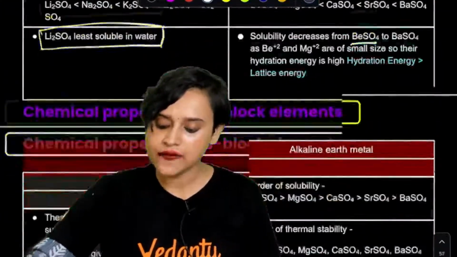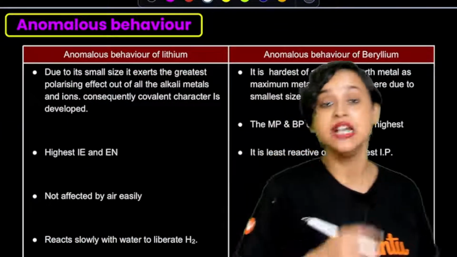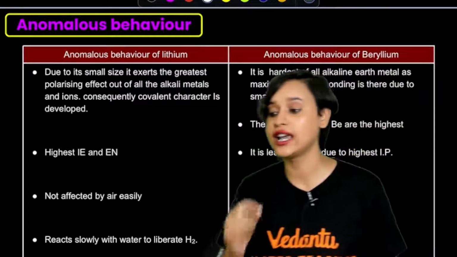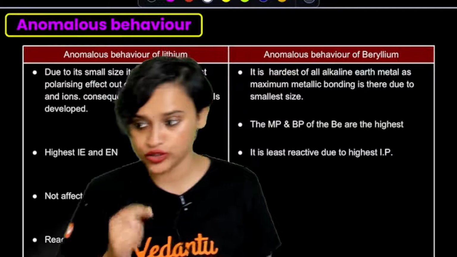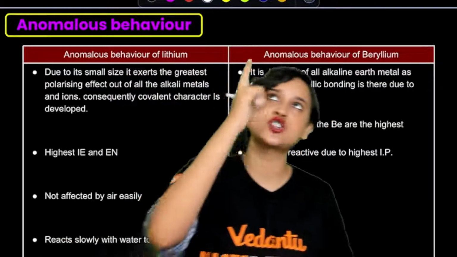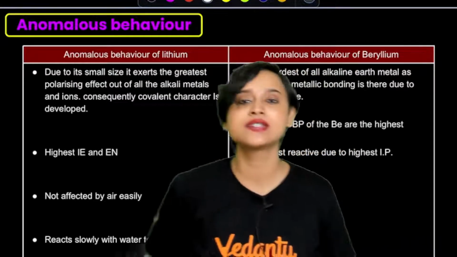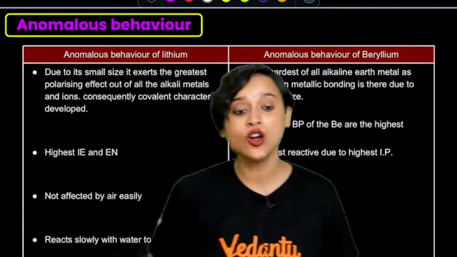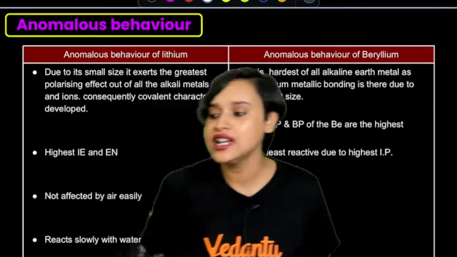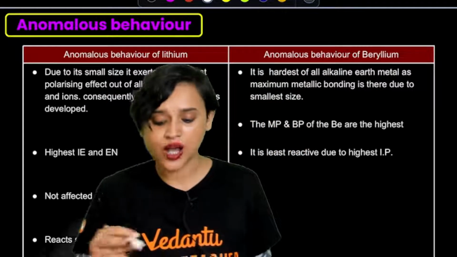So initially, first of all, let's understand why you get to see the anomalous properties of lithium. If you remember, in P block I kept telling you again and again that anomalous properties are shown by the first elements in a group. Why? Small size. Absence of d orbital. High ionization enthalpy. High electronegativity as well. And that is why you get to see the anomalous behavior of lithium.